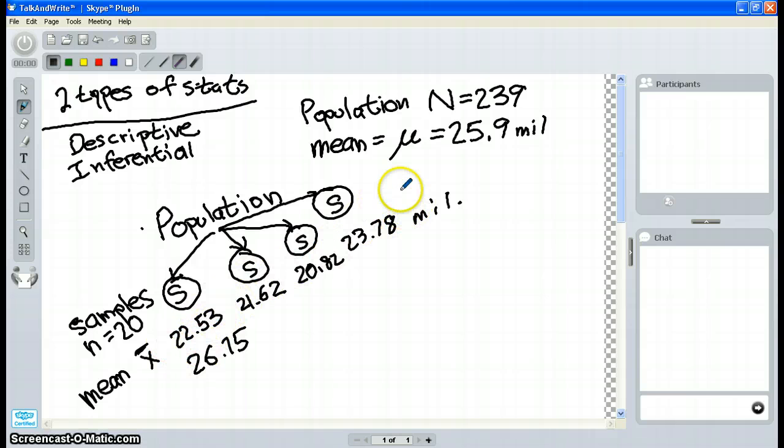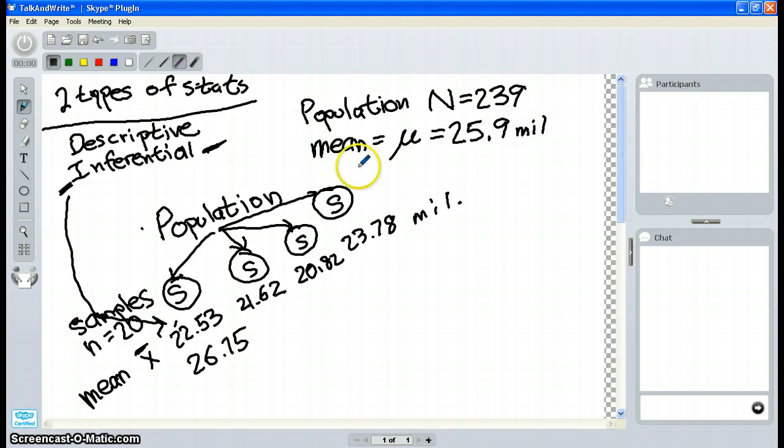Now, in real life, you're not going to have this population. You're going to have this, and you're going to have to make inferences about the population given those samples. That's where the inferential statistics comes in. I have 21.62 in my sample mean. I have to infer what the population mean is.